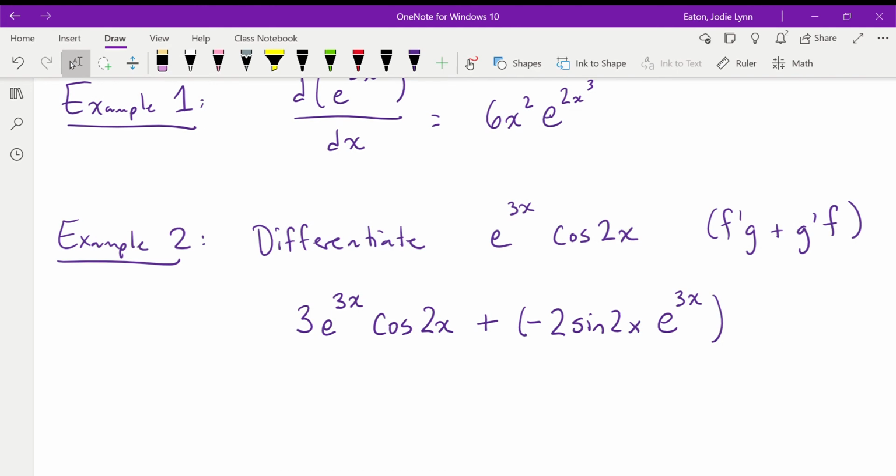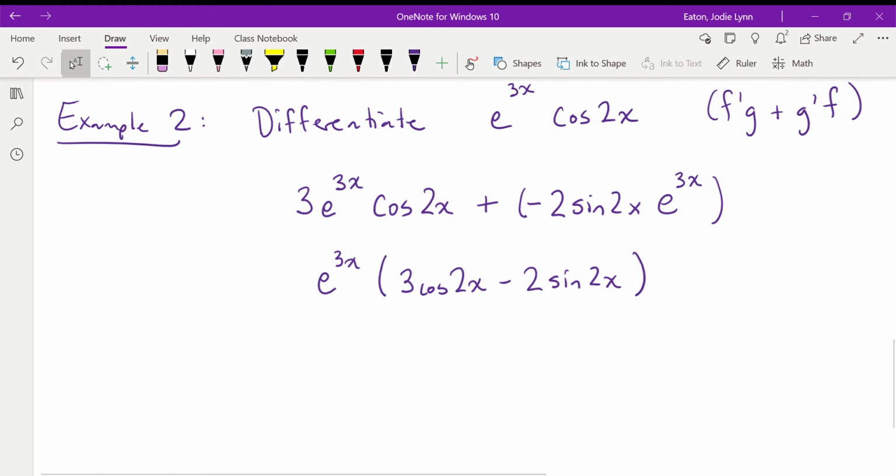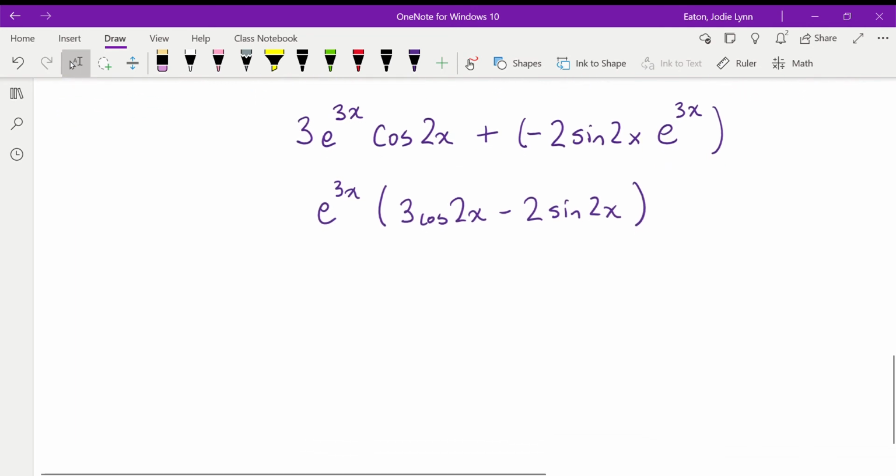Okay, and if you want, you can write this factored out, so we can have e to the 3x times 3 cos 2x minus 2 sine 2x. And I don't believe there is a much simpler way to be dealing with that. There's nothing squared, so we can't do converting it to a cosine squared or something like that. Sorry, cosine 2x or anything like that.